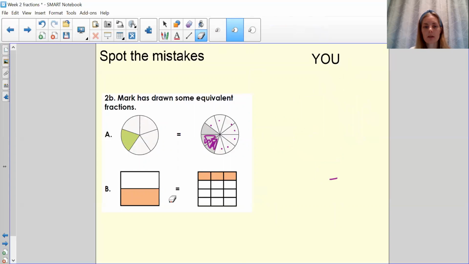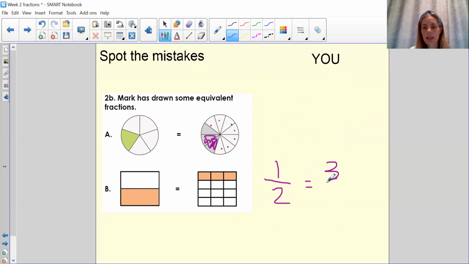Let's just rub this out. Right, so I have 1 part that has been shaded out of 2. And I've got 3 parts that have been shaded out of 12. Right, so 2 times 6 is 12.